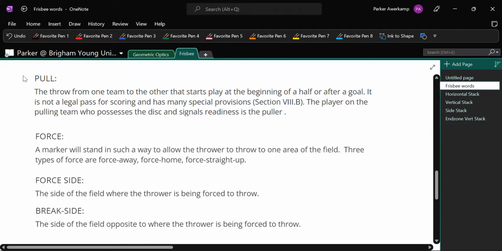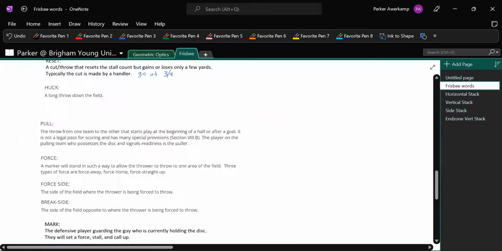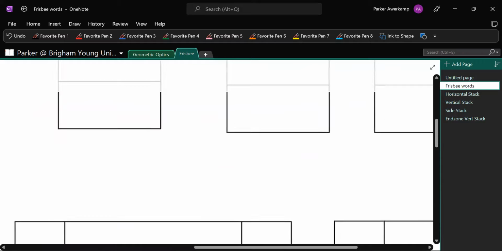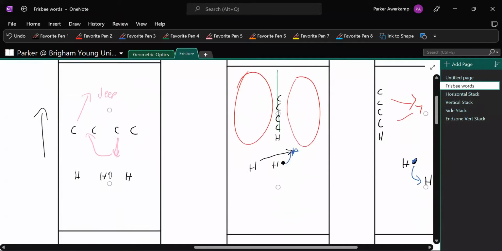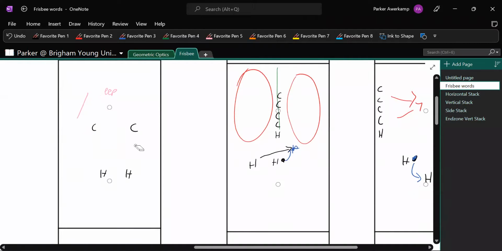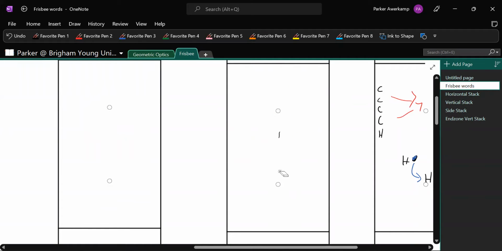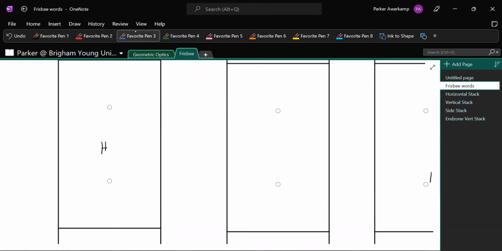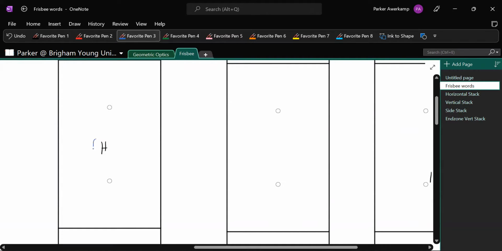The next defensive term and principle is very important. It's called a force. So we're going to erase all this. So if this handler has the disc, then my defender is going to set something called a force. And the force means the defender is going to preferentially guard one side of the handler, which will force them to throw it to a specific side of the field.